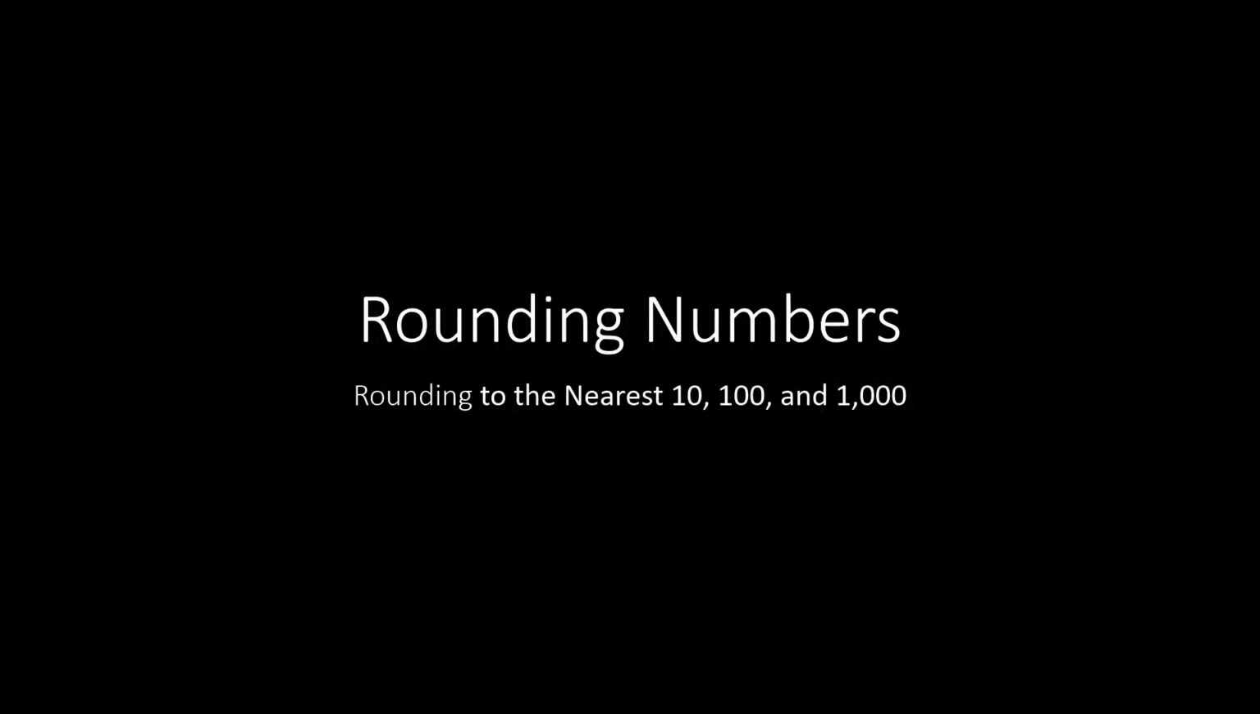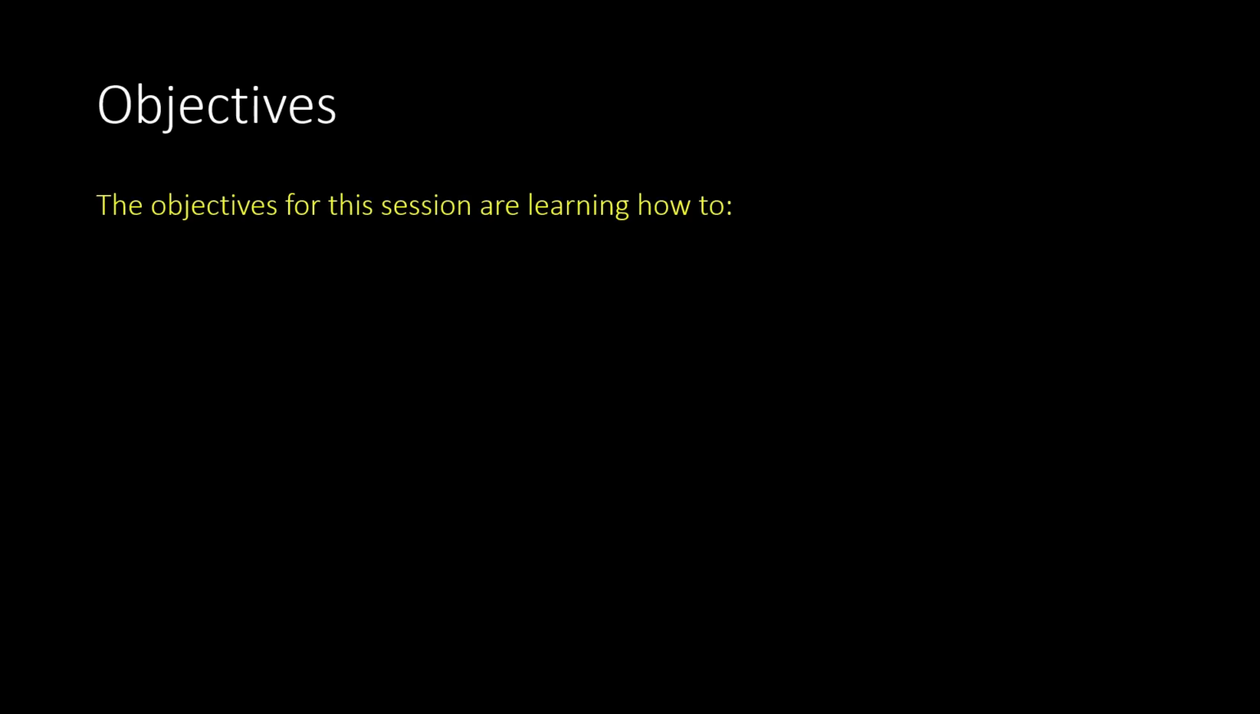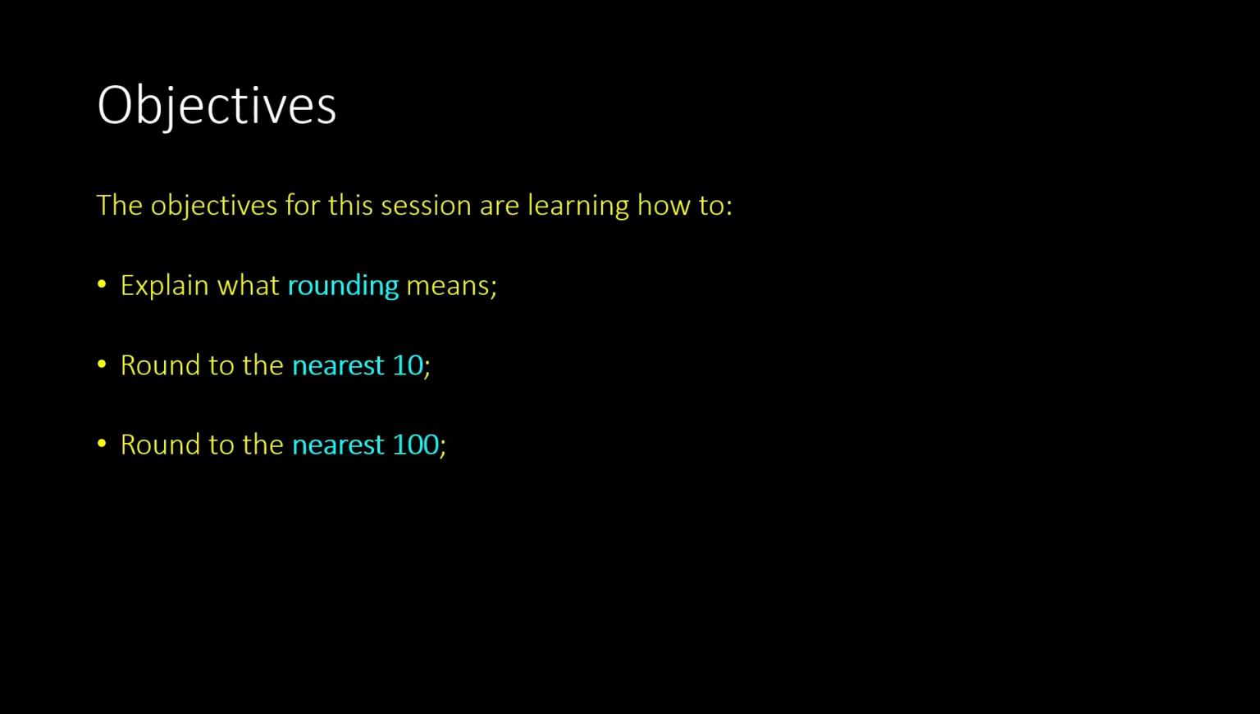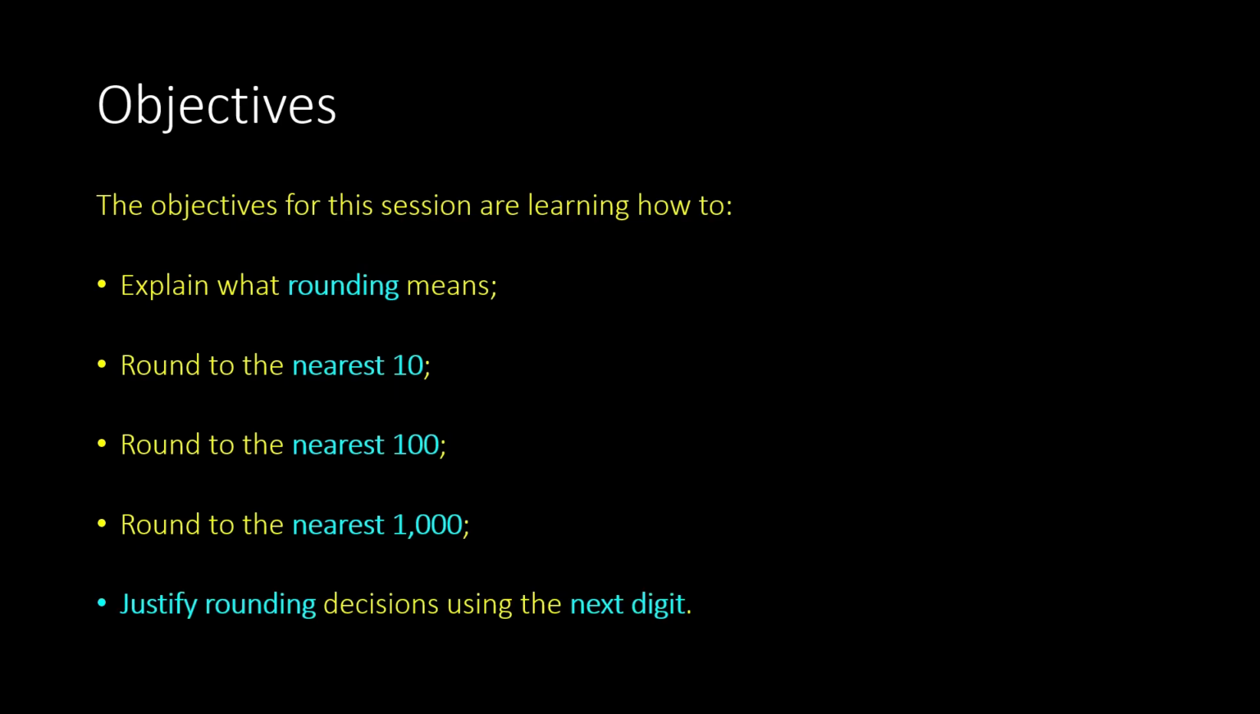Welcome to the session on rounding numbers, rounding to the nearest 10, 100 and 1000. The objectives for this session are learning how to explain what rounding means, round to the nearest 10, 100 and 1000, and justify rounding decisions using the next digit.